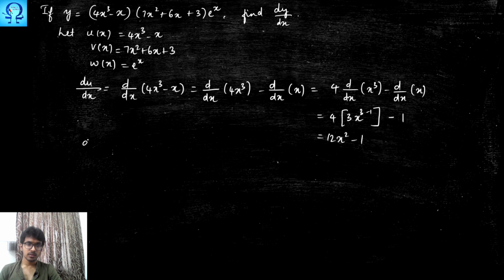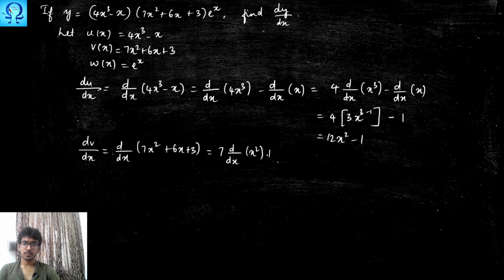Similarly, dv upon dx is going to be d upon dx of 7x squared plus 6x plus 3. So directly I am using the sum rule and the scalar multiple rule and writing this as 7 times d upon dx of x squared plus 6 times d upon dx of x plus d upon dx of 3.